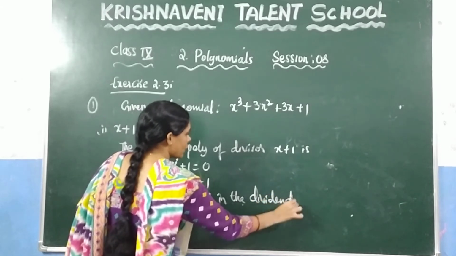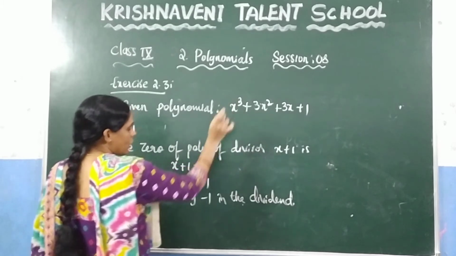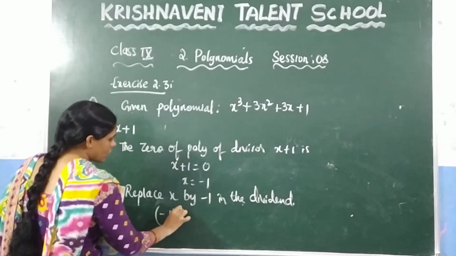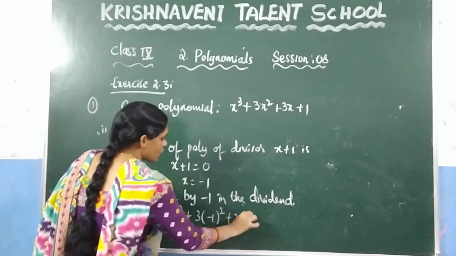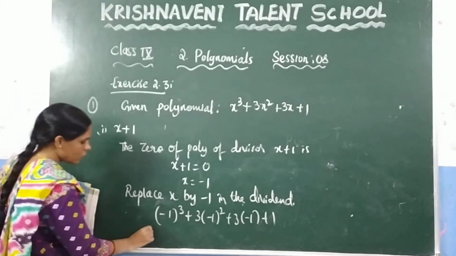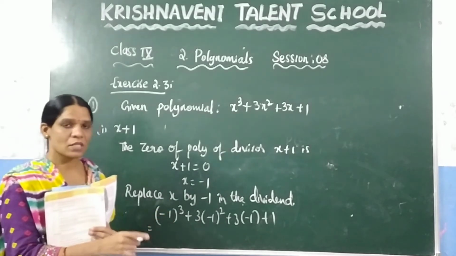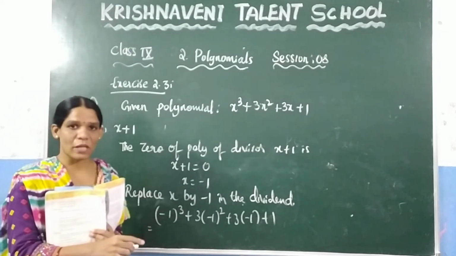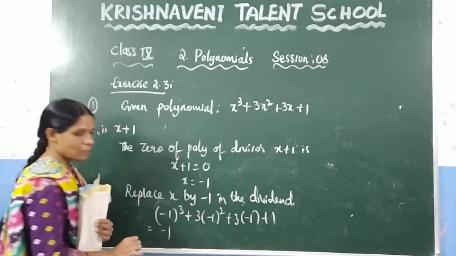If you are replacing minus 1 in the dividend, what you will get? Just in place of x, substitute minus 1. What you will get here? Minus 1 whole cube plus 3 into minus 1 whole square plus 3 into minus 1 plus 1. Now solve this one. Minus 1 whole cube, that means you need to multiply minus 1 three times. So you know that minus 1 into minus 1 is 1, 1 into minus 1 is minus 1. So write it here, minus 1.